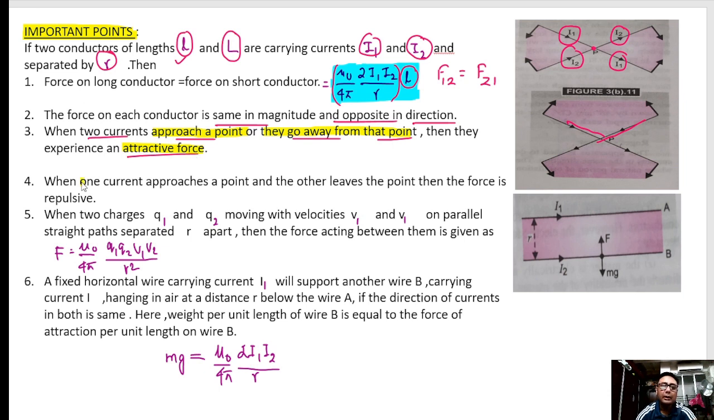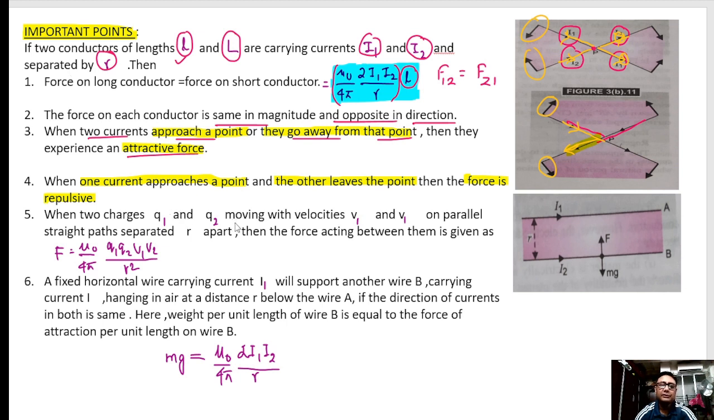Now, if one current approaches a point and the other leaves the point, then the force is repulsive. Please watch here: one will be approaching a point and one will be leaving a point. This is leaving the point and this is approaching the point, so they will repel each other. And if both of them approach or both leave, they will attract each other.